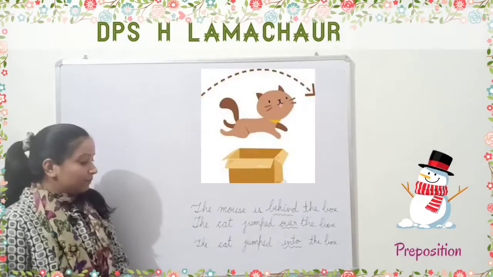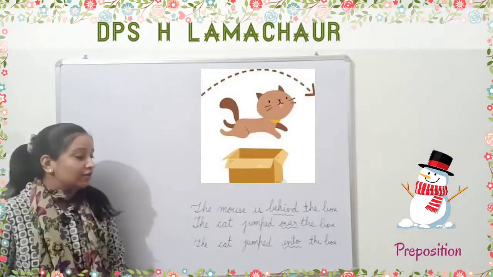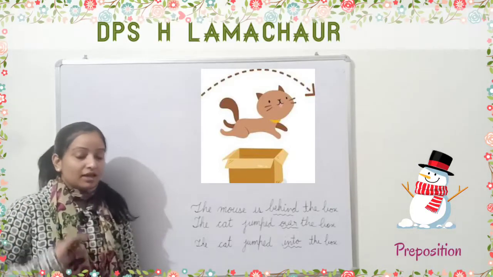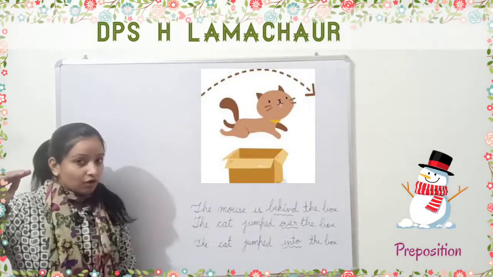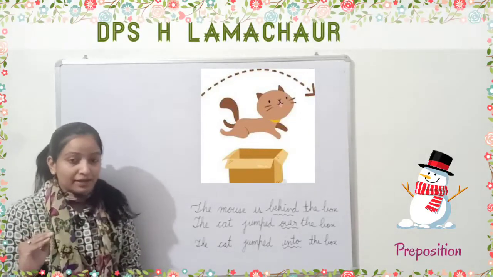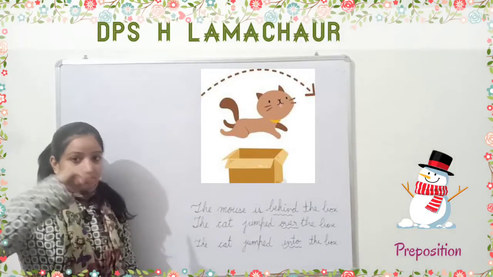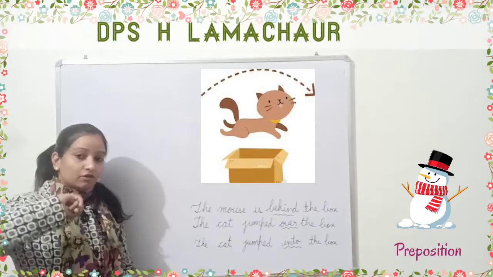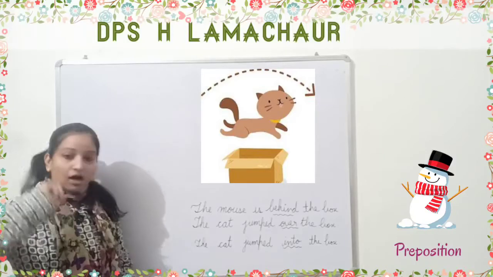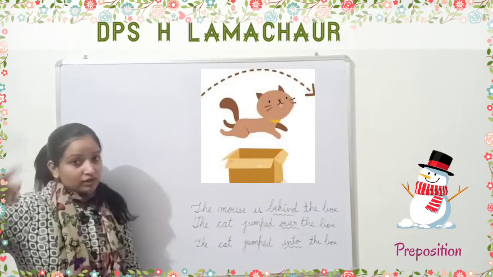Next is the cat jumped over the box. We know that when something is above something else, and movement is taking place, the cat jumped over the box. Over means there is a movement involved. From above the box, the cat jumped above the box. At the same time, movement is involved.